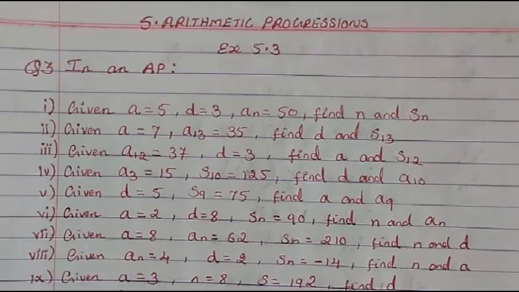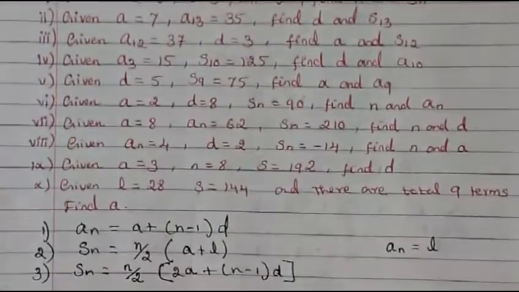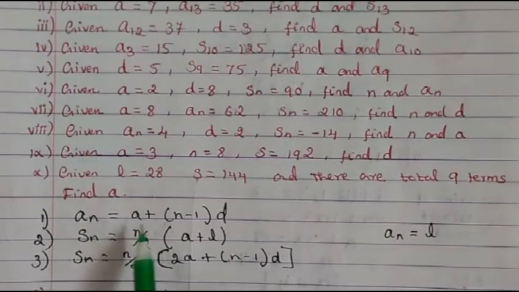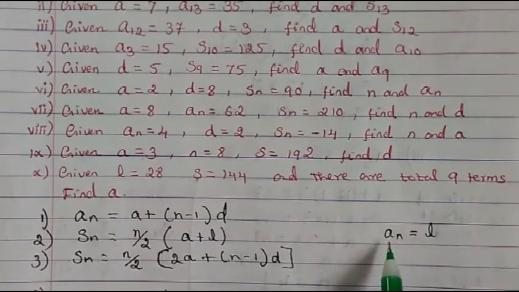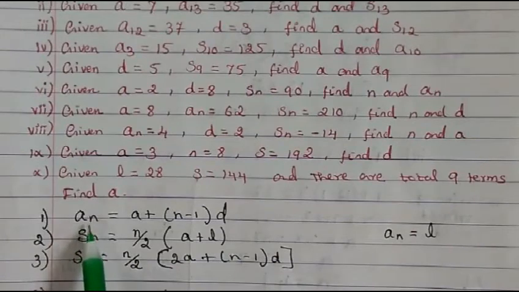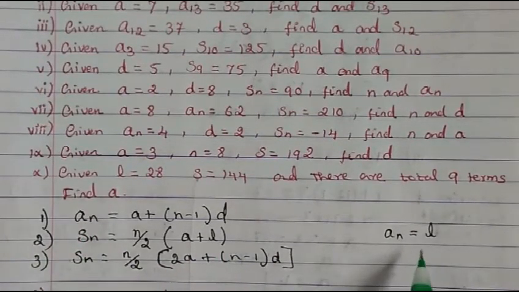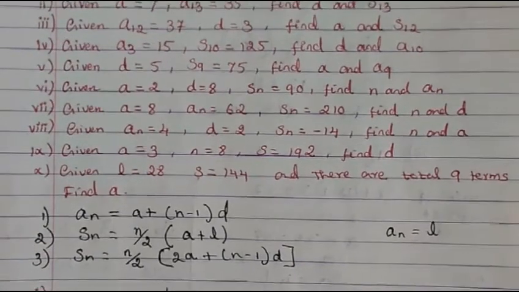I have already explained to you the formulas that you need to use in this question. These are the three formulas. So you have to see which values are given and which formula will be applicable to that. And then you know the last term is equal to an. An meaning is last term. So L is an actually. So let's continue with the fourth part.